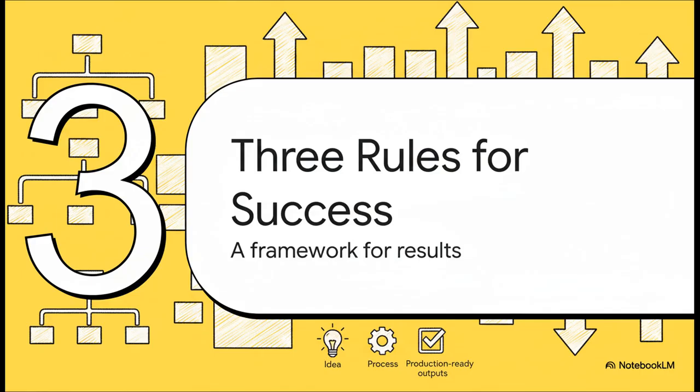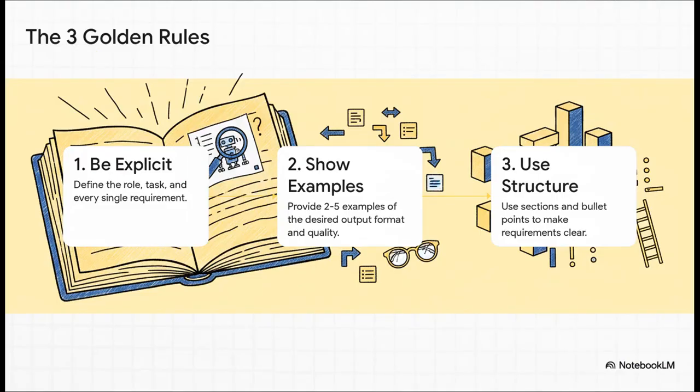Okay, so we get the why now. Let's dig into the how. I'm going to give you a super simple 3-rule framework. And I promise, this is going to completely change your results. You'll start getting production-ready outputs pretty much every single time. So here they are, the 3 golden rules.